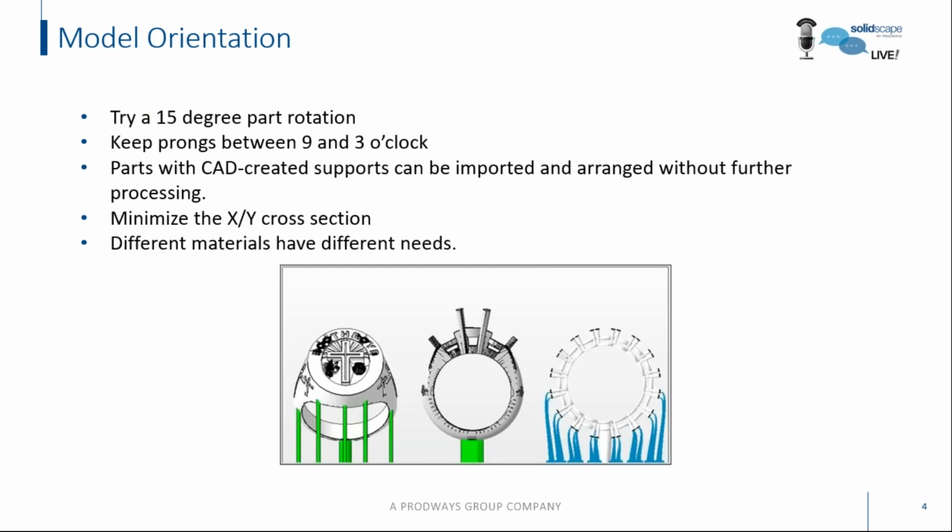Orienting the feature or crown of a ring vertically, as John mentioned earlier, because we're doing resin, and then applying a 15-degree rotation in the X and Y axis will often enable a higher quality grow. Parts should be arranged in order to minimize the number of supports by ensuring that prongs and features and edges are located between 9 and 3 o'clock. And as always, support models at the lowest point.